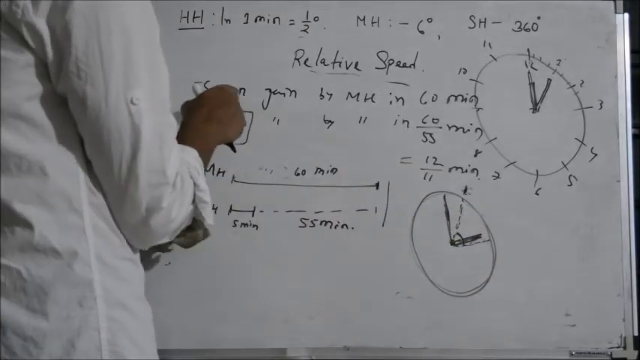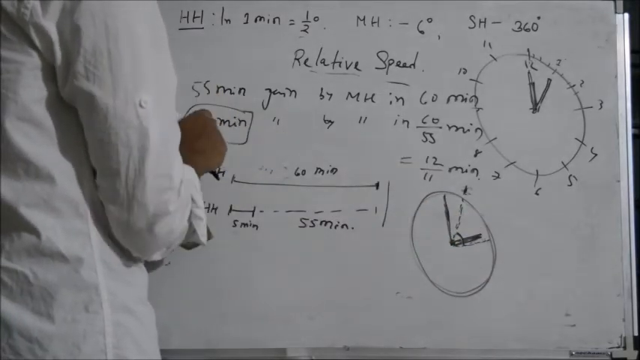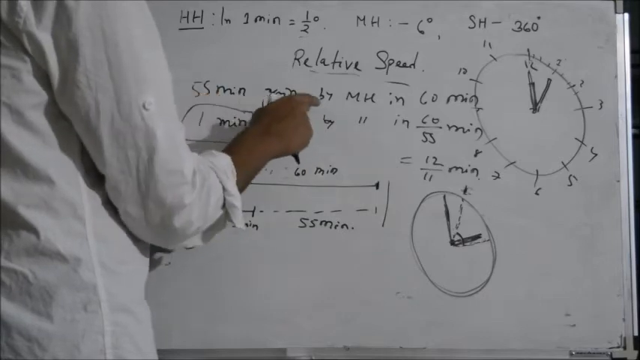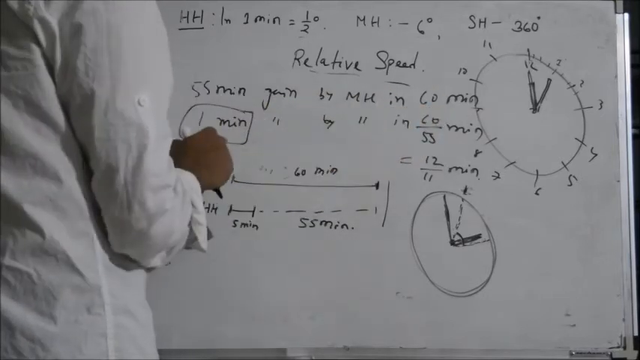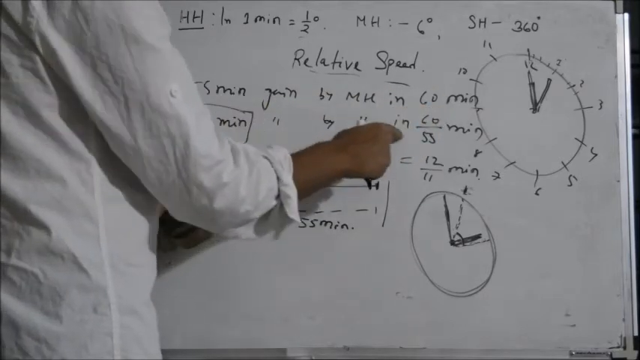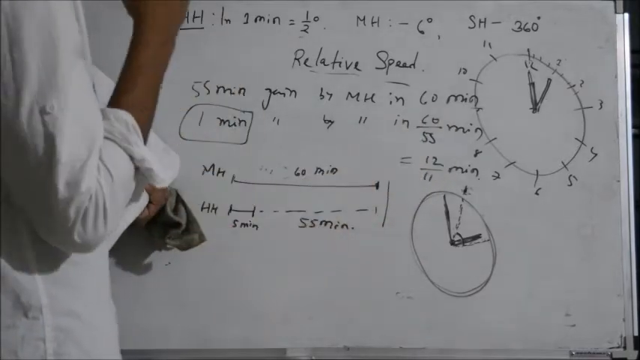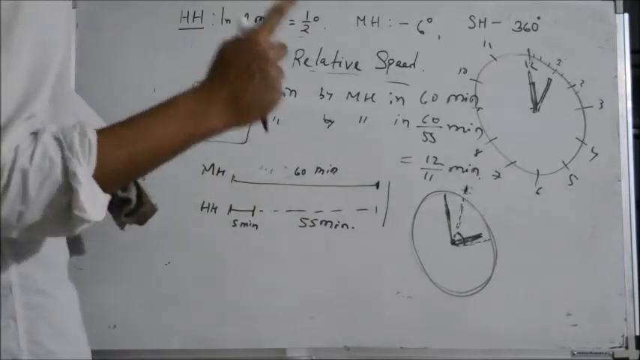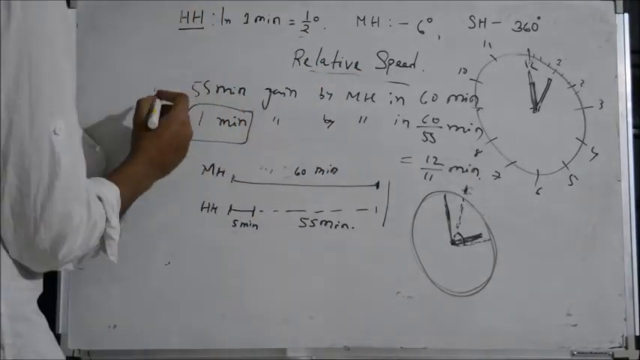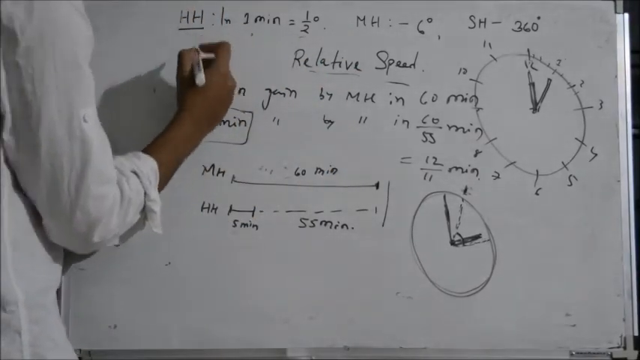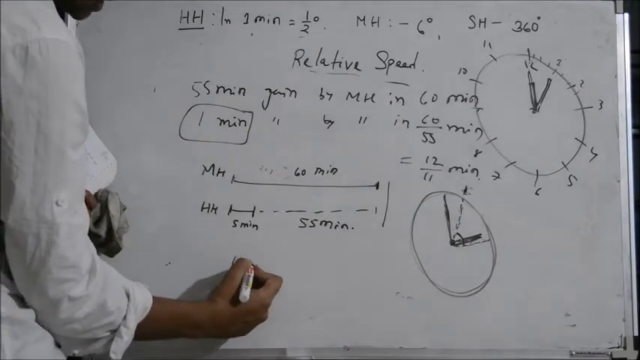That means 55 minutes is gained by the minute hand in 60 minutes. Therefore, 1 minute is gained by the minute hand in 60 by 55 minutes, that is 12 by 11 minutes. That means, when the time will be exactly 12 by 11, that means 1 point something.